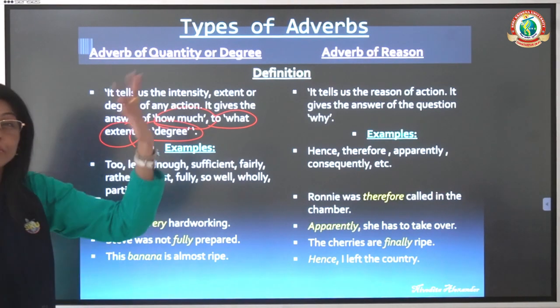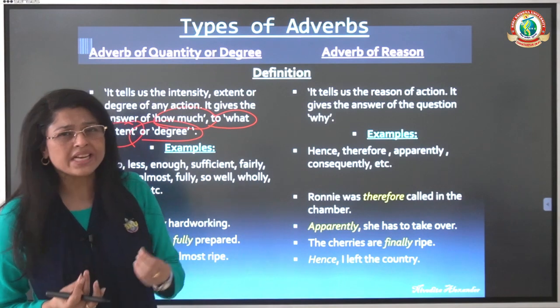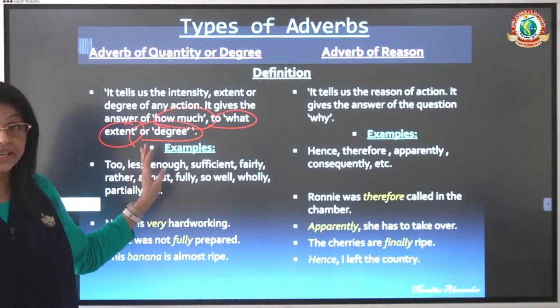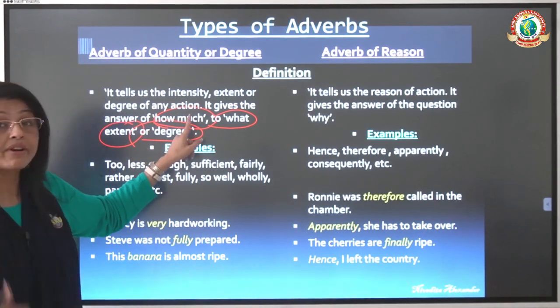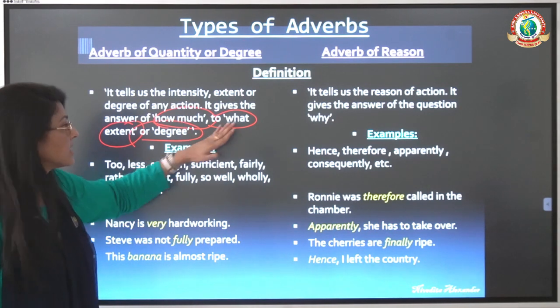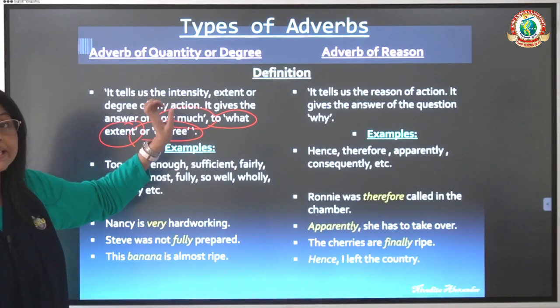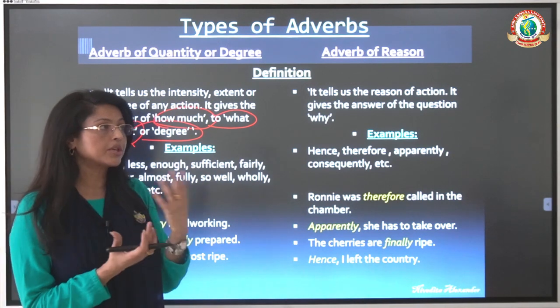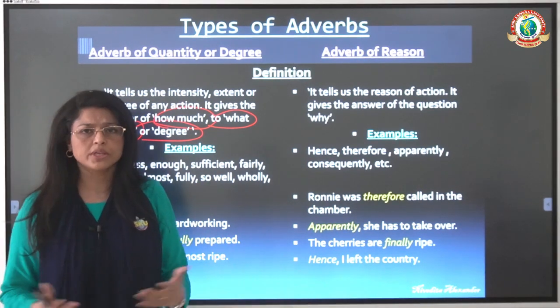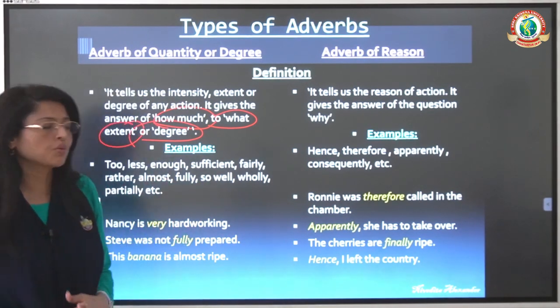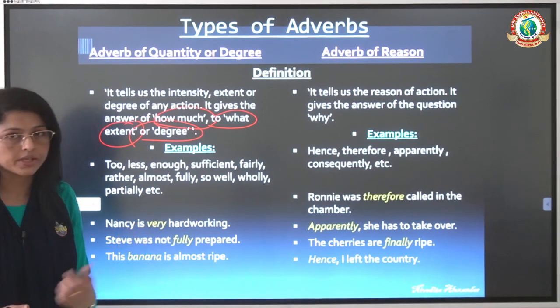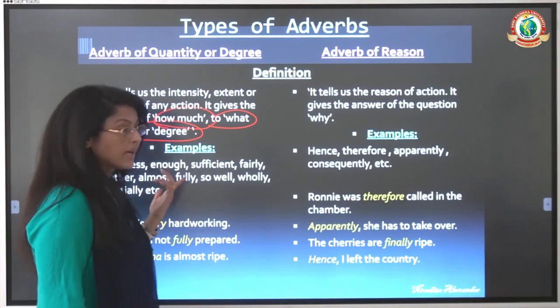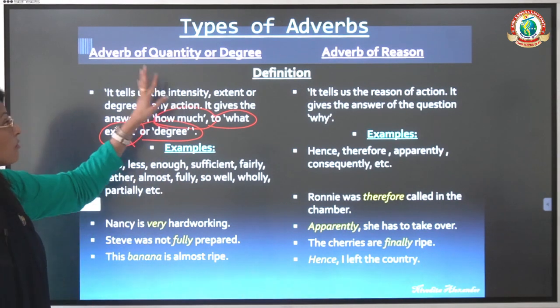It was enormous, ginormous, very less, very little. This is the degree, right? Or very much, very less. So this is the degree. And quantity, anything which cannot be measured, like water, most of the liquids, most of the gases: much water, less water, little water, a bit of water, right? These kinds of adverbs are adverbs of quantity or degree.